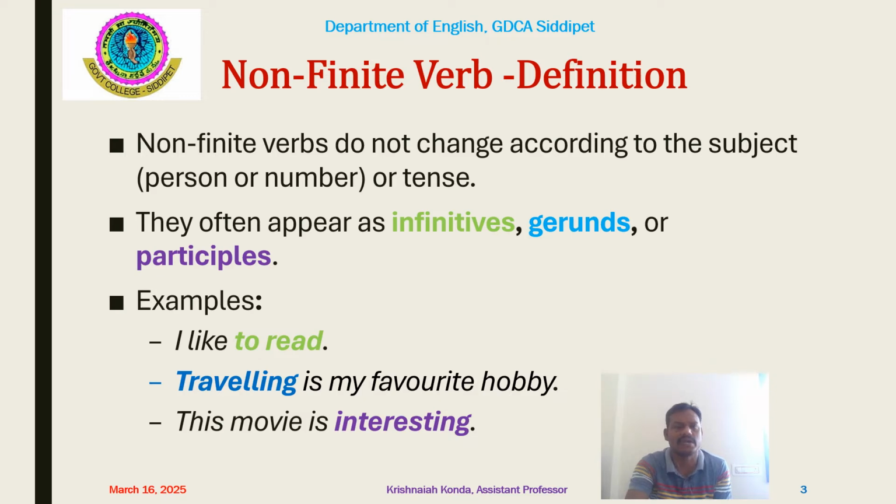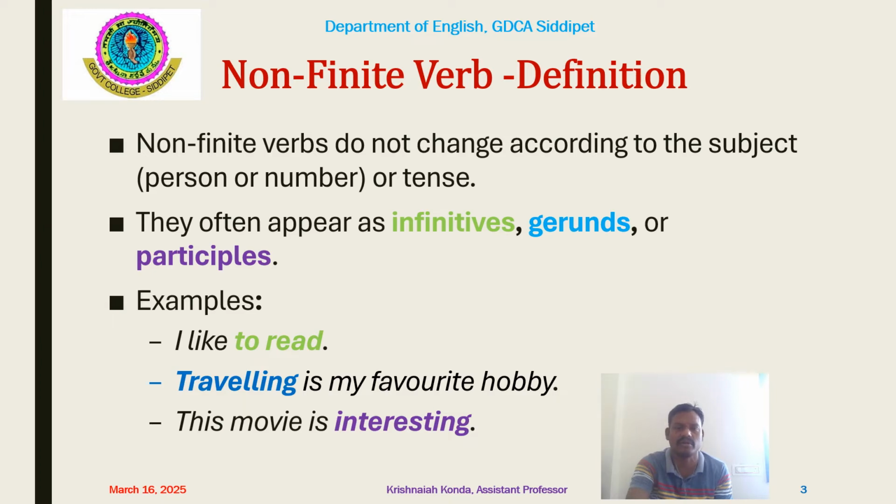Non-finite verbs are the verbs that do not change according to the person, number, or tense. A non-finite verb is unlikely to be the primary verb in a sentence. There will probably be a finite verb in that sentence. These non-finite verbs often appear as infinitives, gerunds, and participles.